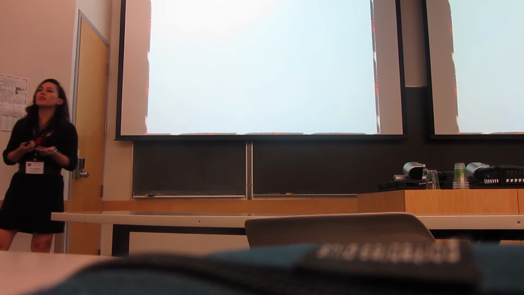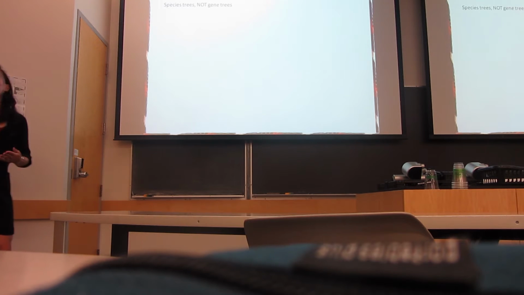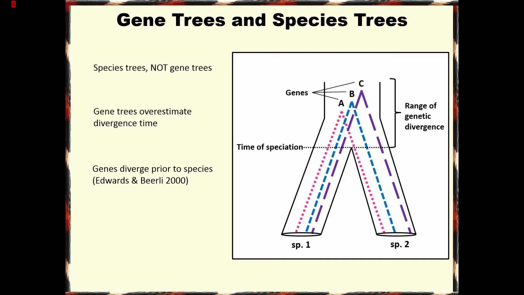Compounding the problem of estimating divergence time with missing taxa is the use of gene trees instead of species trees. Everybody probably knows now that we want to use a species tree approach whenever possible because of issues such as incomplete lineage sorting. But in addition to incomplete lineage sorting, gene trees are also going to overestimate divergence times. This is because genes are going to diverge prior to species. All the genetic diversity is already present by the time the species diverge. And in addition, gene tree methods also don't take this into account.